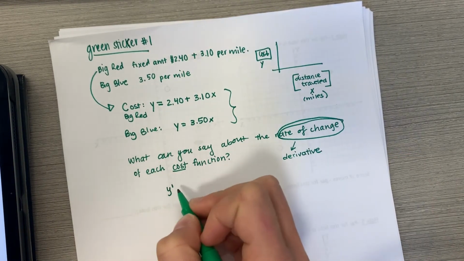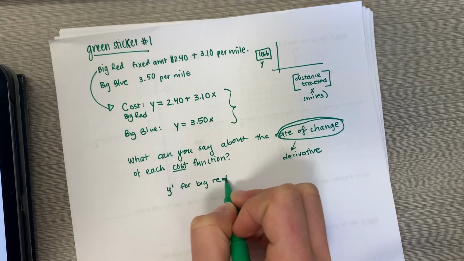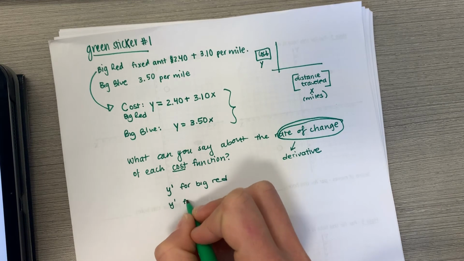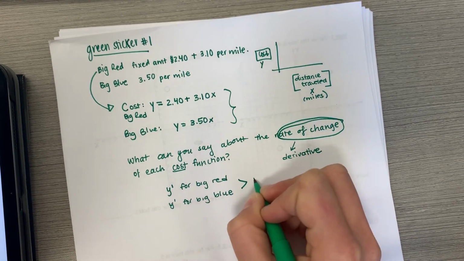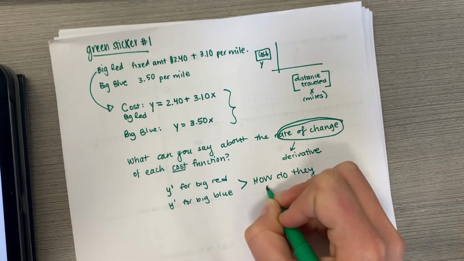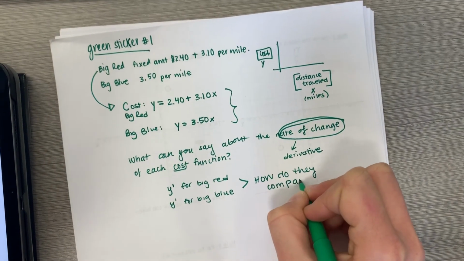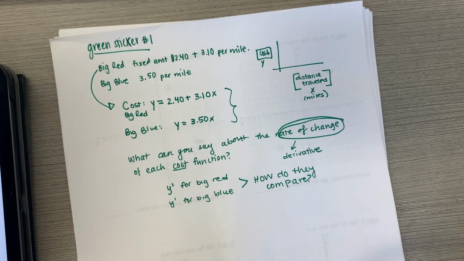So what can you say about y prime for Big Red? And what about y prime for Big Blue? Think about, how do they compare? Which company do you think makes more sense to take? Write down some ideas. If you have further questions about it, put it in the Google form and we'll talk about it next week.